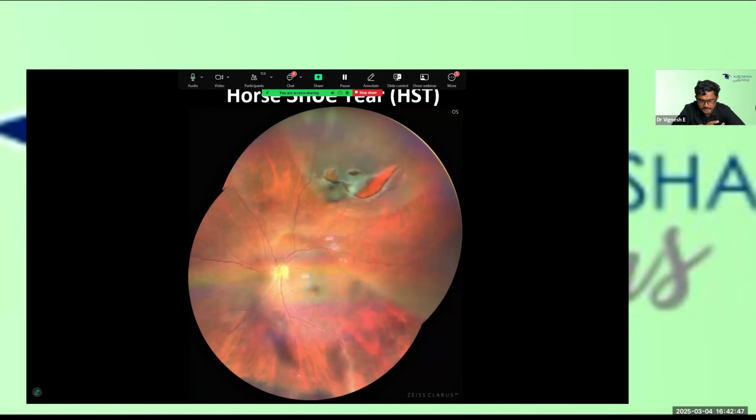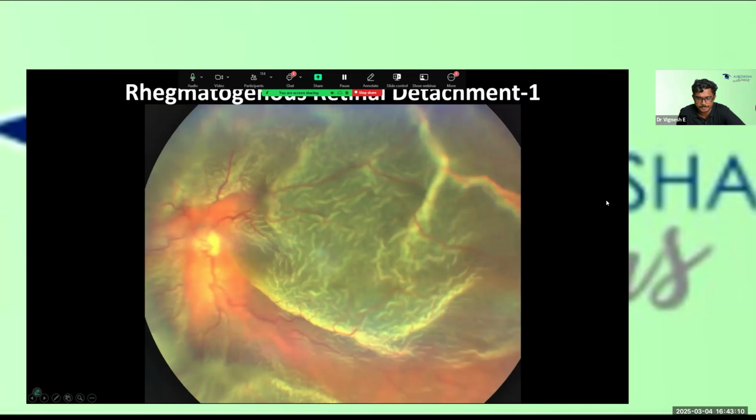So initially, all these rhegmatogenous retinal detachments will just start off with a hole or a break or, for example, a horseshoe tear. So this image shows a horseshoe tear in the superior retina with some surrounding subretinal fluid. So there is a subclinical retinal detachment. This is another representative image of a rhegmatogenous retinal detachment.